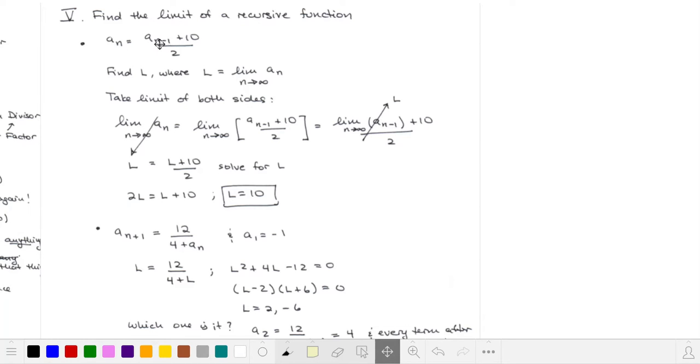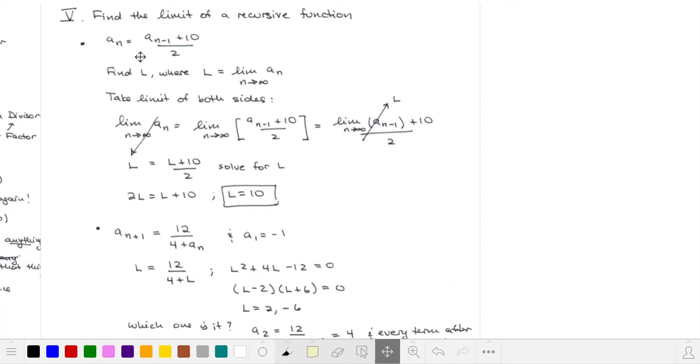To find a sub n minus 1, you would go a sub n minus 2 plus 10 over 2, right? So that's one of the keys: recognizing that both of these, a sub n and a sub n minus 1, have the same limit. The limit when n approaches infinity of a sub n is the same as the limit when n approaches infinity of a sub n minus 1. Because if n is infinitely large, then a sub infinity minus 1 is a sub infinity, right? So these are the same number, L. And that's our task, finding this limit where n goes to infinity of a sub n.